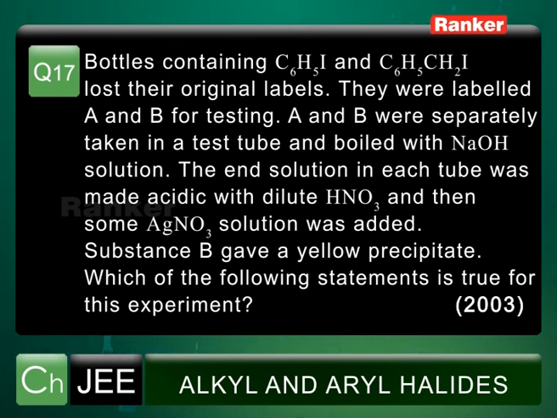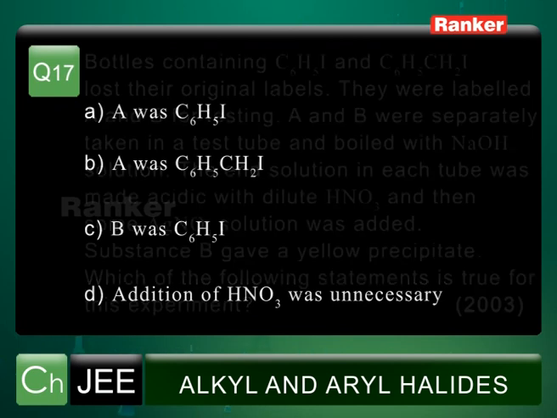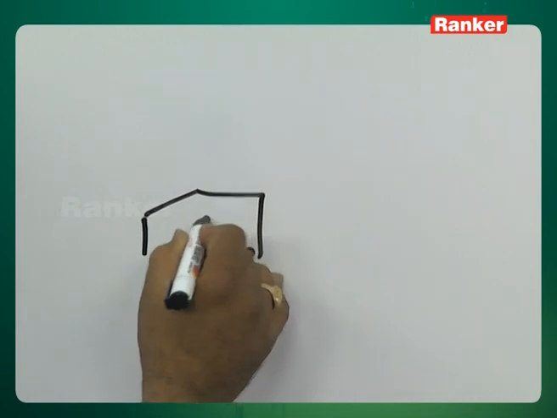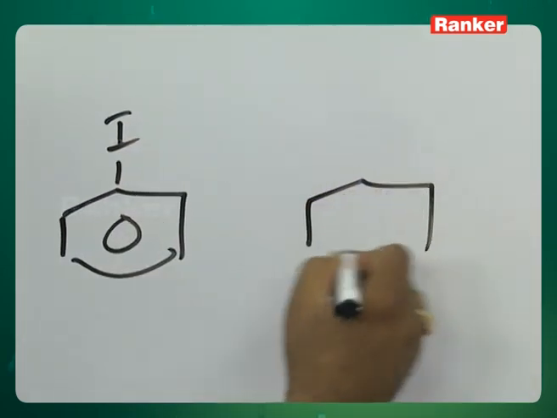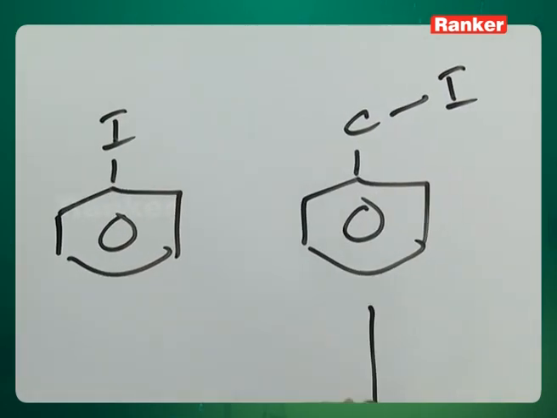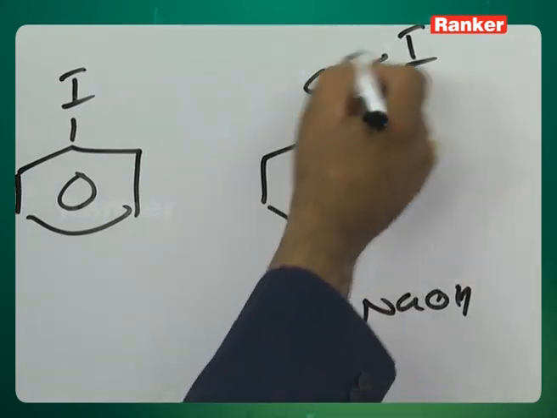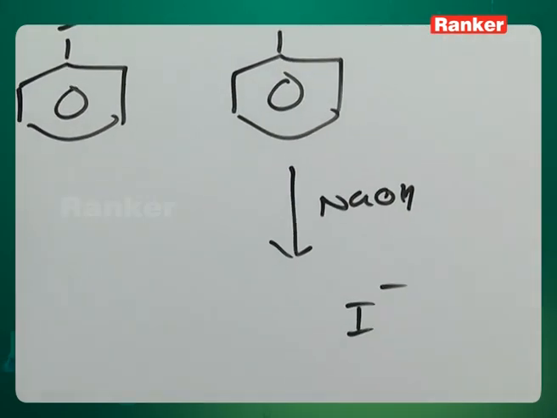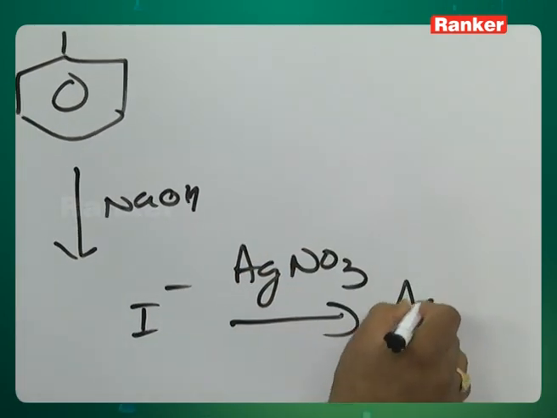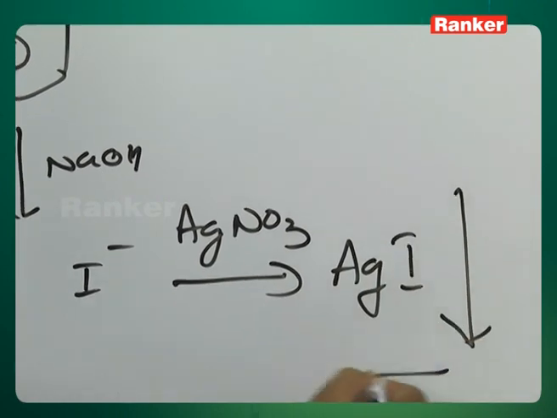Which of the following statements is true for this experiment? A is the benzyl iodide. B is giving a yellow precipitate, so B should be the benzyl iodide and A should be the phenyl iodide. So the answer A is the right answer. So what is happening here? One is phenyl, one is benzyl. When you boil with sodium hydroxide, hydrolysis takes place and I minus is released. When you add silver nitrate, it is converted into silver iodide, and you will get a yellow precipitate.